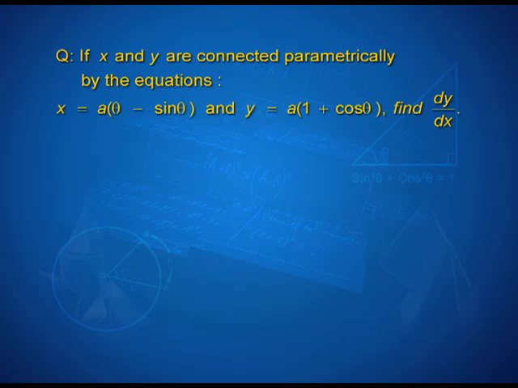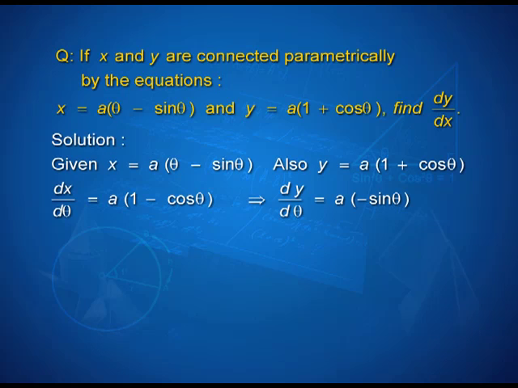Consider one application. If x and y are connected parametrically by the equations, x is a times theta minus sin theta, y is a times 1 plus cos theta, find dy by dx. So, what do we do? You begin by first finding dx by d theta. So, derivative of a times theta minus sin theta is nothing but a times 1 minus cos theta.